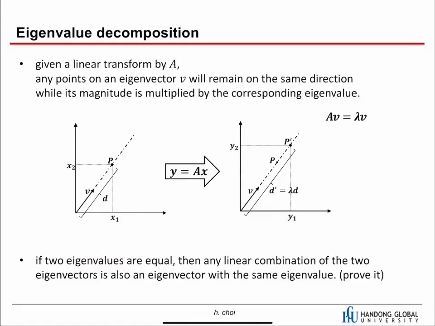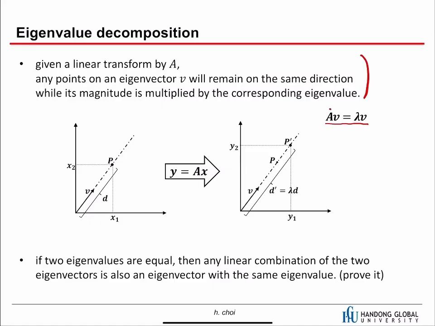The next thing is eigenvalue decomposition. Given a linear transform by a matrix A, any points on an eigenvector V will remain in the same direction, while its magnitude is multiplied by a corresponding eigenvalue. These statements can be summarized by this simple equation: A times V is lambda times V.